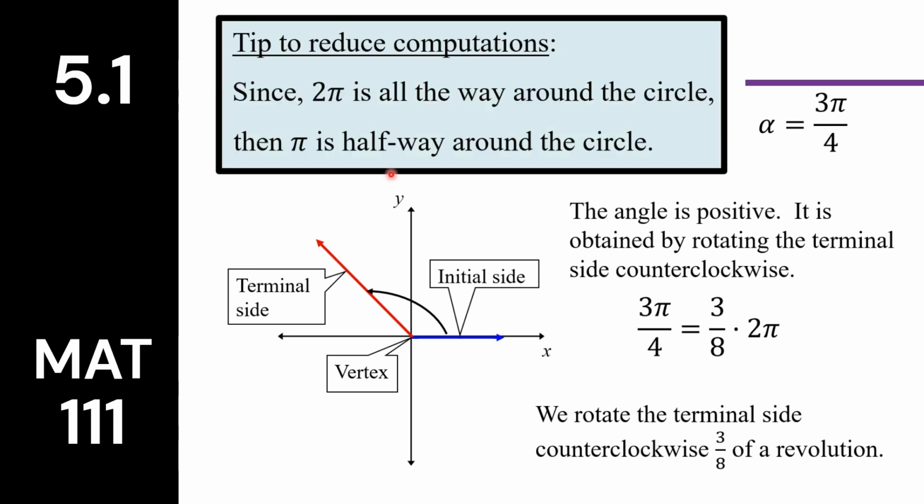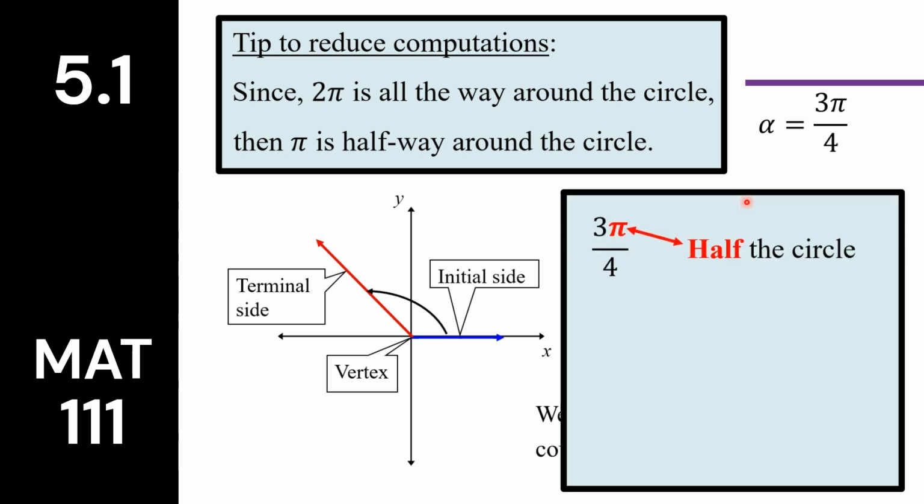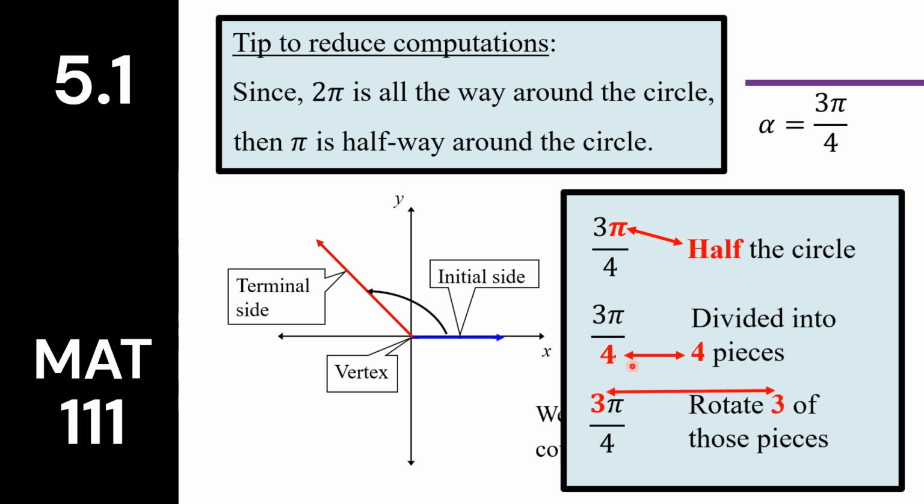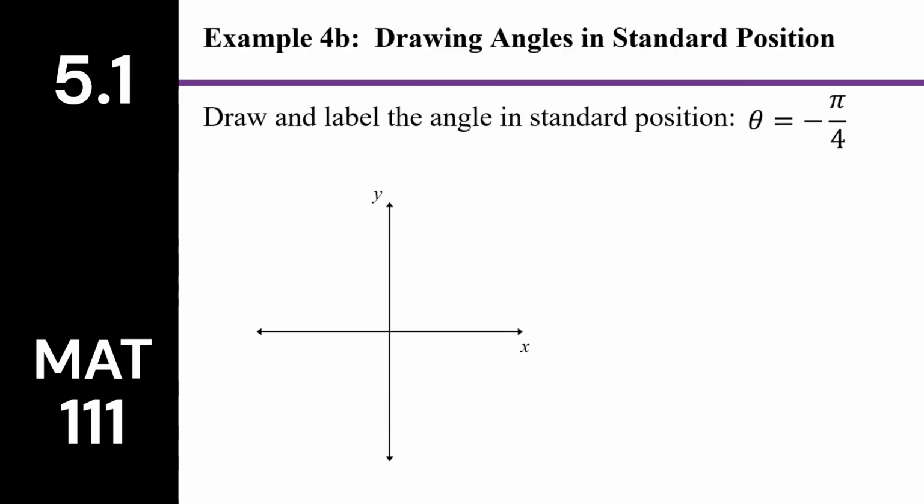Here's a tip that might help you reduce your computations. Since 2 pi is all the way around the circle and pi is halfway around, we can avoid this computation and just use our angle directly. Pi is halfway around the circle. We're breaking that half of the circle up into 4 pieces, and we're moving 3 of them. They're still 45 degrees each, and we're going to move 3 of them. 1, 2, 3. We end up in the same place.